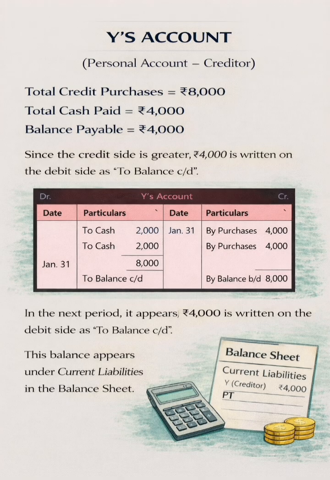Y's account, nature, personal account, creditor. Total credit purchases is equal to 8,000 rupees. Total cash paid is equal to 4,000 rupees. Balance payable is equal to 4,000 rupees. Since the credit side is greater, 4,000 rupees is written on the debit side as to balance carried down. In the next period, it appears on the credit side as by balance brought down. This balance appears under current liabilities in the balance sheet.